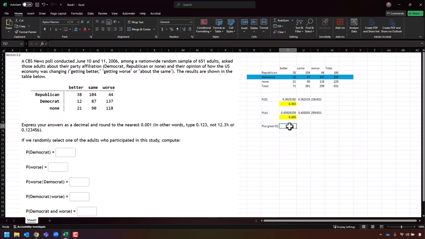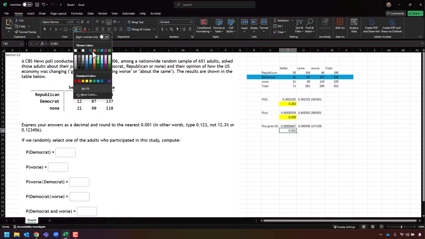Now, this is the way I like to tackle these. The successes are the worsers, the people that think the economy is getting worse, and we divide by the new total. We're only looking at the Democrats here. So that is 137 divided by 236. You can see in the cell what I've got going on right here. And now I need to round this: 0.580 followed by a 1, so 0.581 for my probability there.